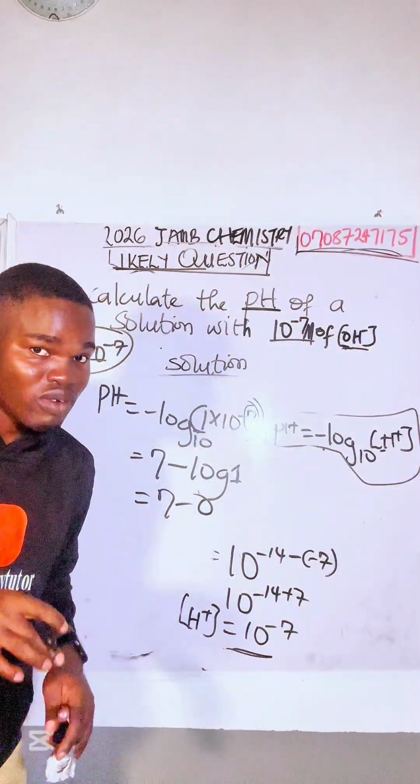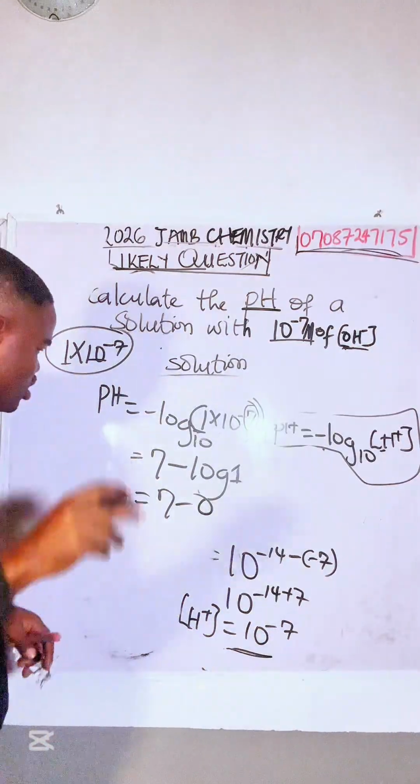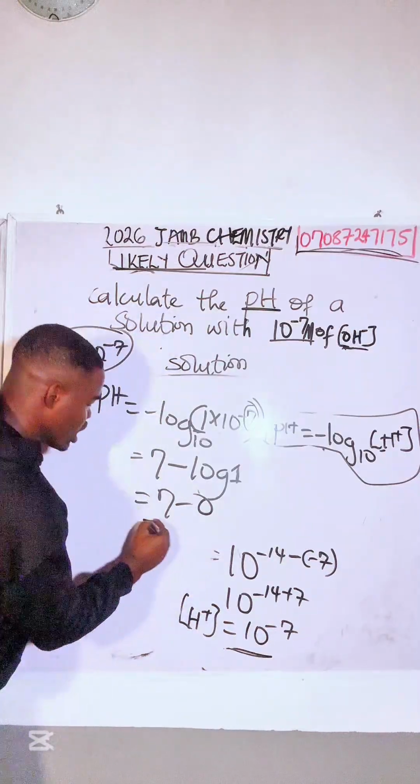You remember what I said? Offhand. You remember things like that offhand. That's another JAMB thing you have to know. So now log 1 is 0, then the answer is what?